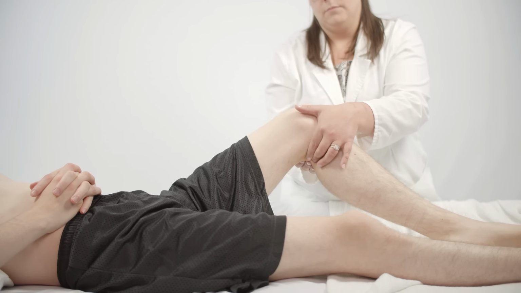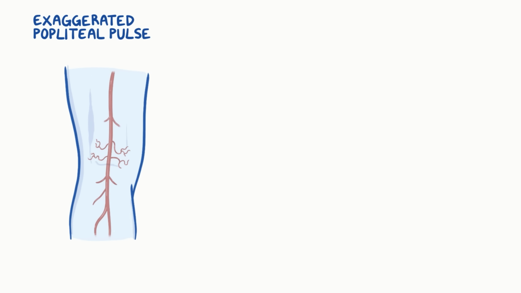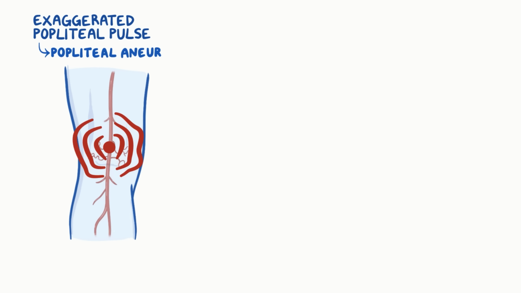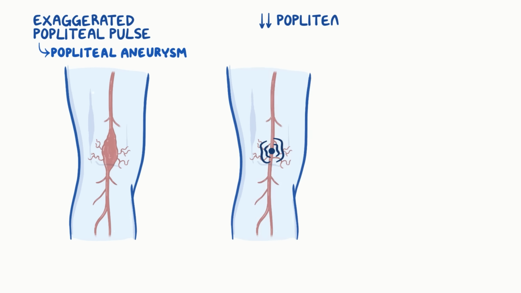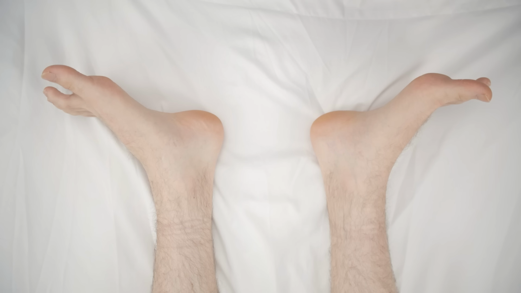Curl both hands around the knee and into the popliteal fossa, pressing deep. An exaggerated popliteal pulse is characteristic of a popliteal aneurysm. A diminished popliteal pulse with a normal femoral pulse tells us there's an obstruction of a thigh artery, which is characteristic of atherosclerosis. Next, let's take Fred's posterior tibial pulse to assess blood flow to each foot.